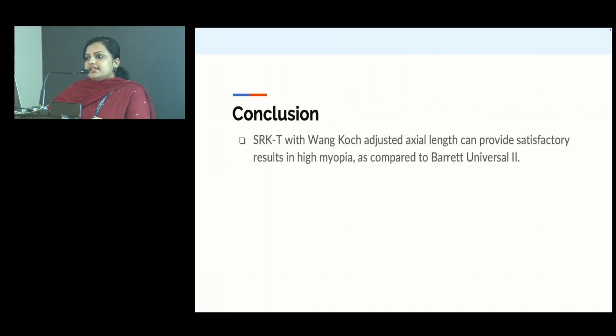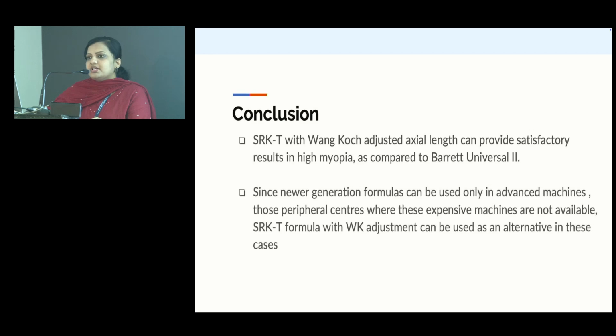So concluding, SRK/T with Haigis-adjusted axial length can provide satisfactory results in high myopia as compared to Barrett Universal 2. Since the newer generation formulas can be used in advanced machines, in those peripheral centers where these expensive machines are not available, SRK/T with Haigis adjustment can be used as an alternative in these cases.